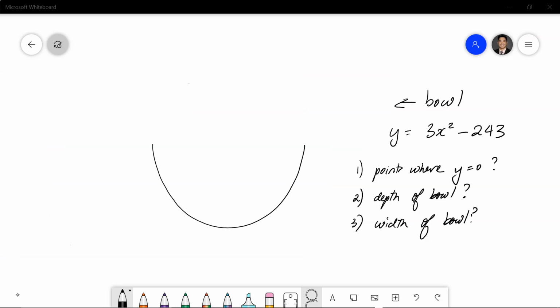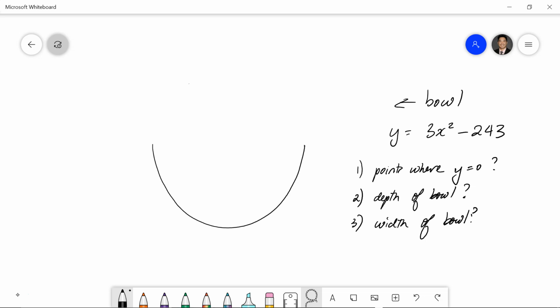Okay, so we have this question of a bowl, and it's a very interesting equation for the bowl, but here's the shape of the bowl. There's three parts to this question. It's asking what are the points of x when y equals 0? And we'll do that through factorization and the null factor law, going back to quadratic equations from the previous chapter. And what is the depth of the bowl? What is the width of the bowl? We'll go through a few of these things in this question.